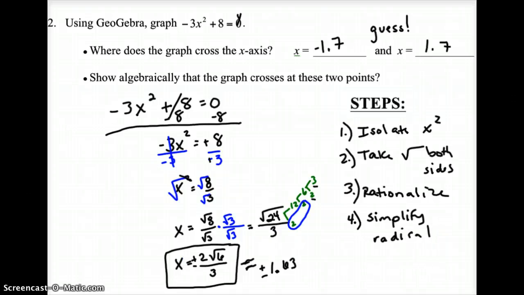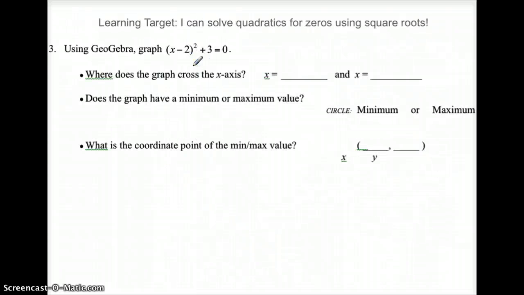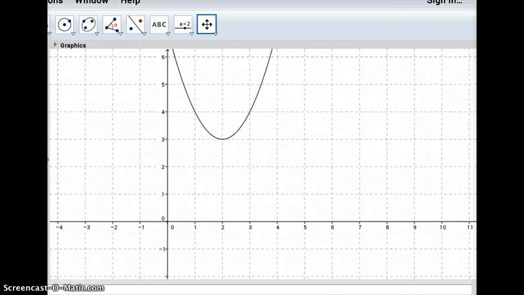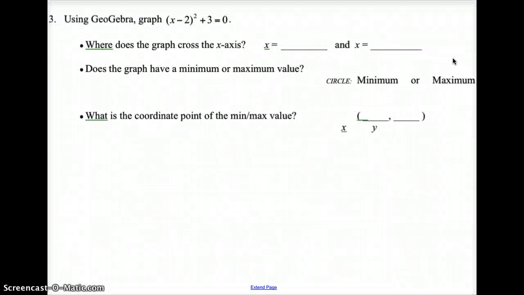All right, let's check out the next one. Here, we've got a group of parentheses that's being squared. So same thing, they want us to look at GeoGebra. So let's go back to GeoGebra real quick and put this guy in. Okay, so here it is when I plugged it into GeoGebra. You can see that, whoa, wait a second, we don't cross the x-axis at all. So let's go back to our slide here. And it says, where does the graph cross the x-axis? I'm going to say it doesn't.